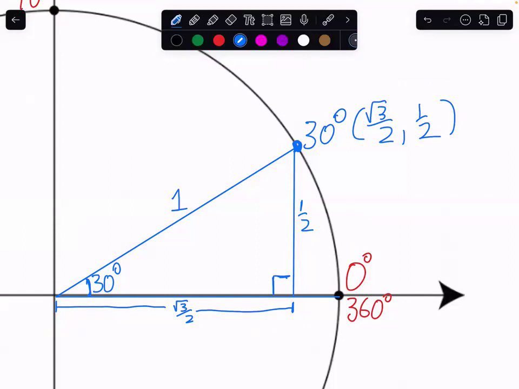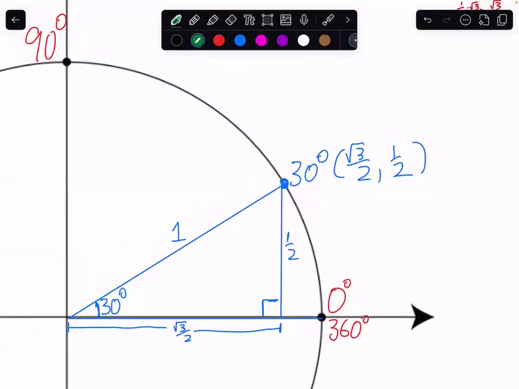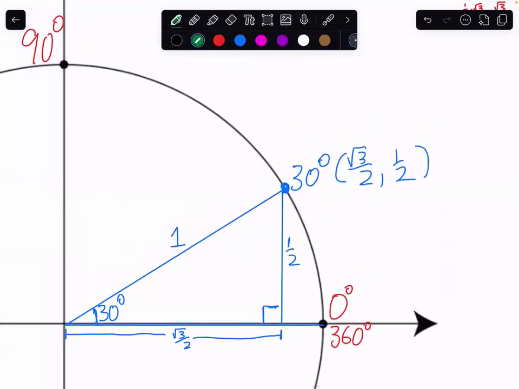Okay, so we're done with that one for now. This next one is going to overlap a little bit, so if you have a different color pencil, you might want to use it. If not, it's not a big deal. The next key angle that we'll do is 45 degrees. 45 degrees is more than 30 degrees, so it's a little bit past the 30 degrees. It should be halfway between 0 and 90, so I would say about here.